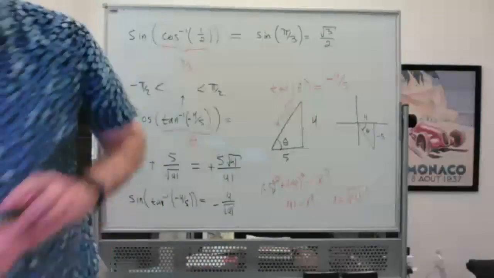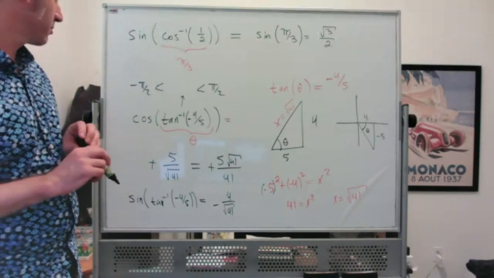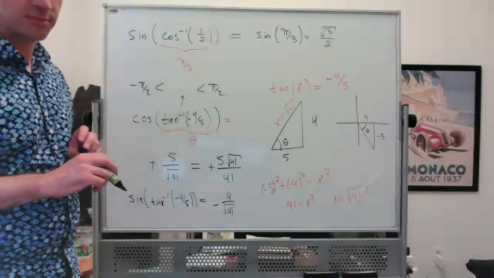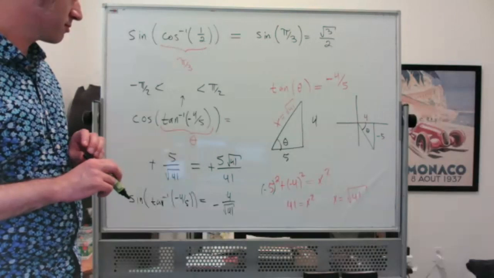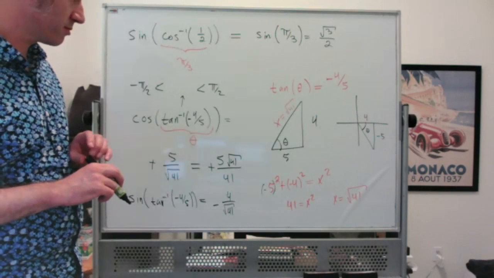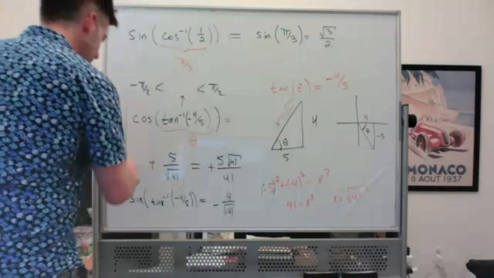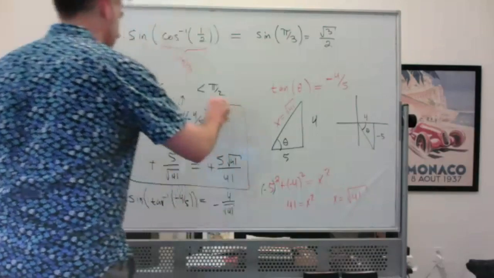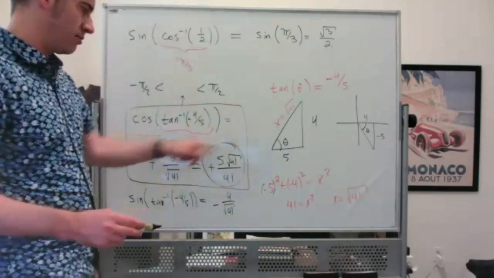Wait, so for the first one we did cosine of inverse tangent, and the answer is 5 square root of 41 over 41. Is that the answer to the whole thing, or is it the answer to the inverse tangent? This is the answer to cosine of the inverse tangent. So this is our answer to the whole thing.